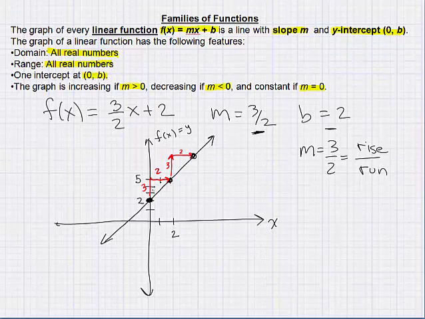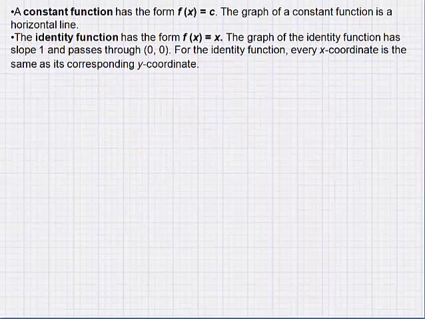The key is I knew this was a linear function because this has the same form as that. There are two specific types of linear functions that come up, one called a constant function and one called the identity function. Now a constant function is f of x equals c, c being just some number. So anytime you have f of x equals a number, that's what we call a constant function. The graph of that constant function will be a horizontal line through this y value.